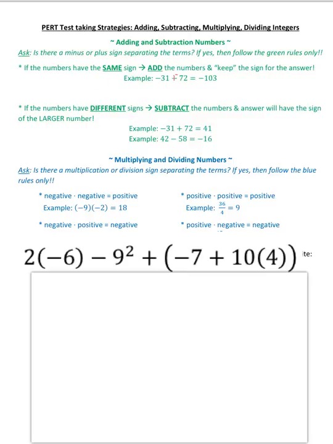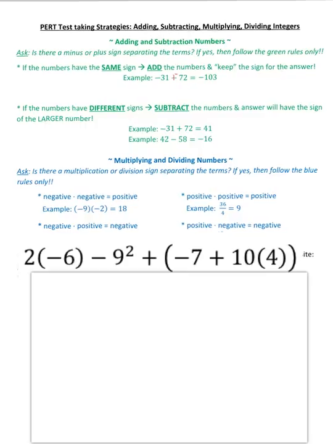Now let's look at the second rule. If the numbers have different signs, meaning one is positive and one is negative, then you're going to subtract those numbers. The answer will have the sign of the larger number. This rule sometimes gets thrown in down here. So be very careful to understand that this larger number rule only applies in this situation, when the numbers have different signs and they are separated by either an addition or subtraction.